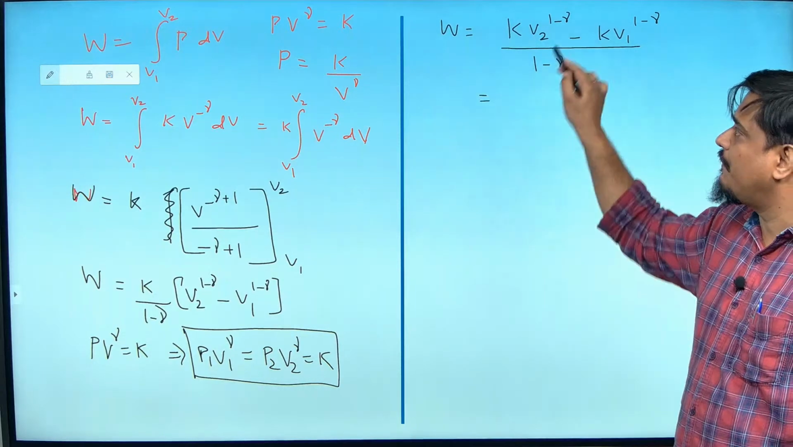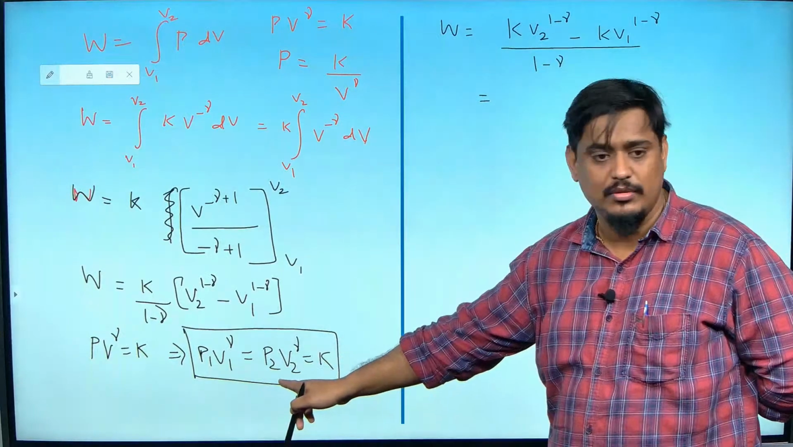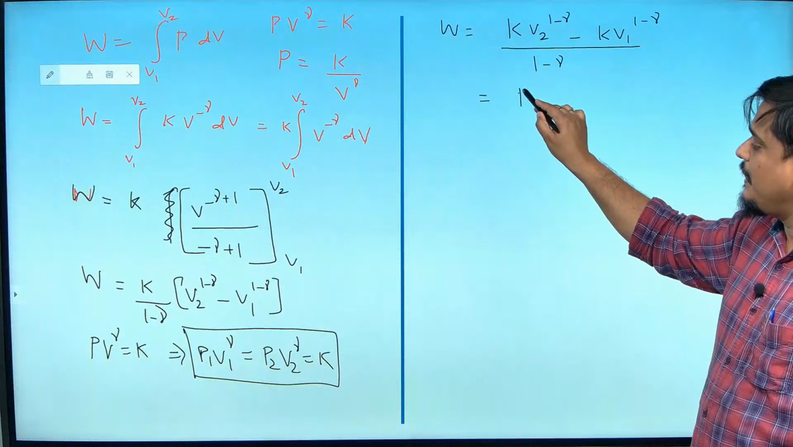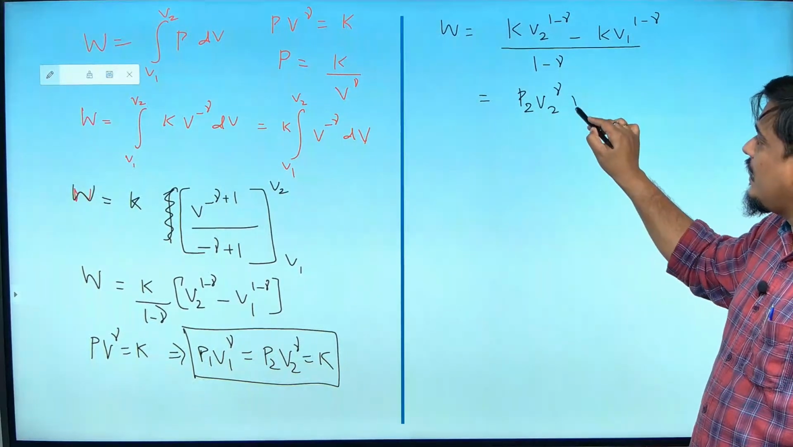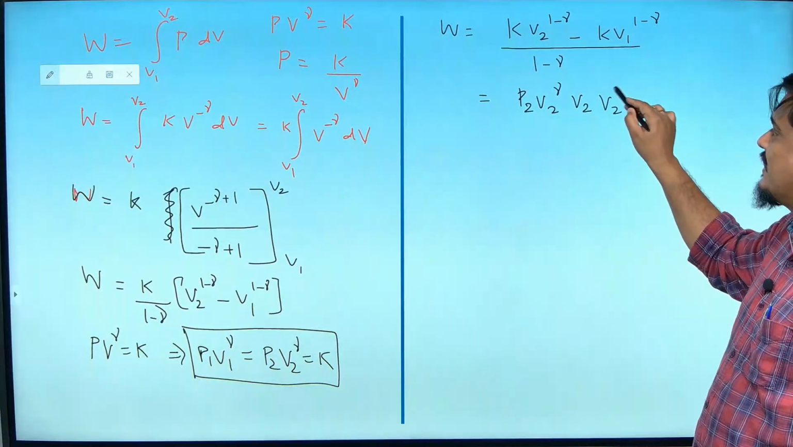Next, I am going to put the value of K. In this case, I have V2, so I will put V2. Here I have V1, I will put V1. So, here I will write P2 V2 power gamma into V2 power 1 minus gamma. I can write V2 into V2 power minus gamma. I can write like this.